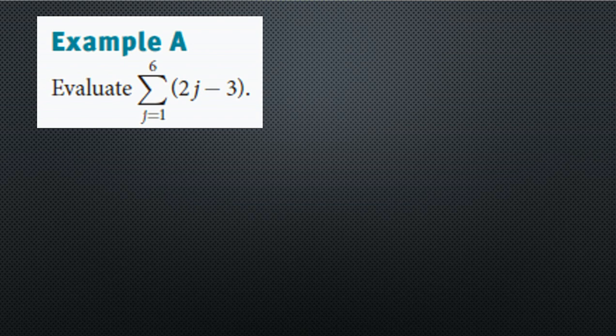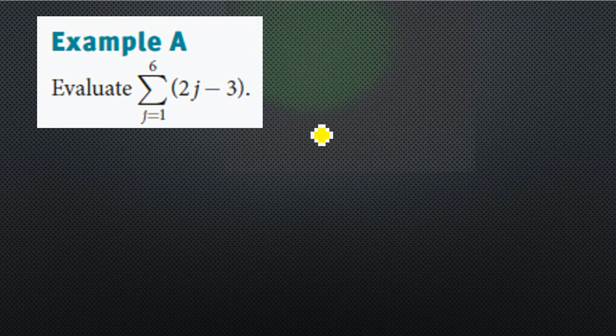Okay, so we've got this example here. Sigma index, the lower index of summation is 1. The upper index is 6, and the rule we're going to use is 2j minus 3. So here's how we're gonna look at this. We're going to generate this sequence by using our rule. Now I'm going to write out the first couple here, but I'm not going to write all of them out. Here's how we find our terms.